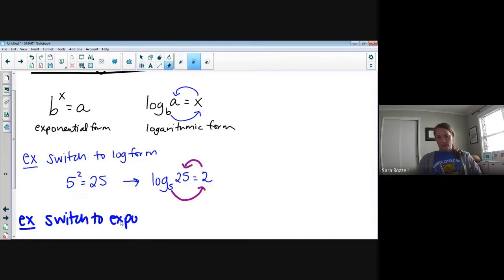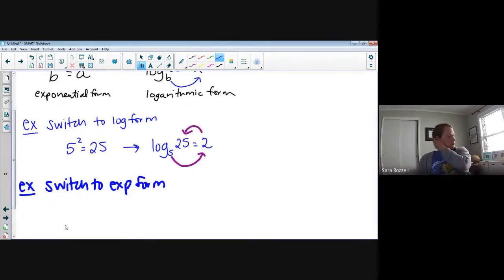I'll abbreviate, just put exponential. So they're going to give you a log and they want you to write it as an exponent. So let's just write one with variables. Log base 7 of x equals, I don't know, we can just say y, that's fine. Log base 7 of x is equal to y.